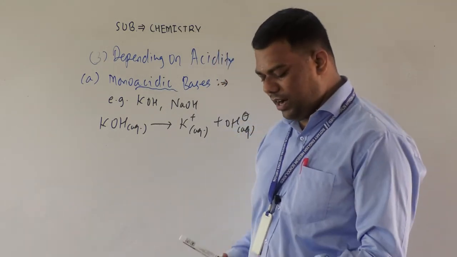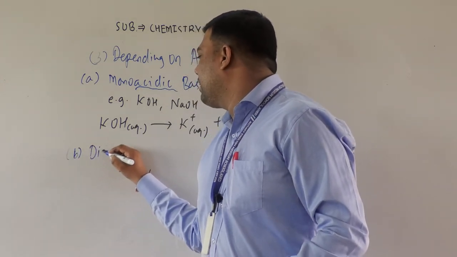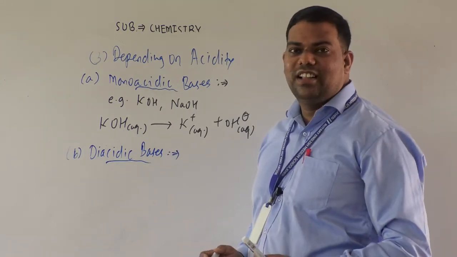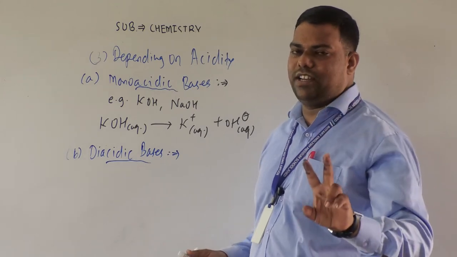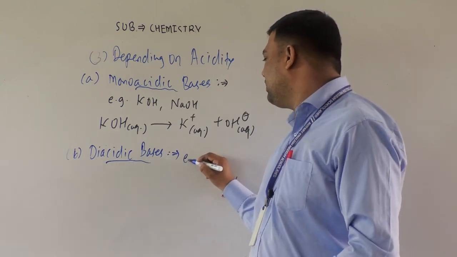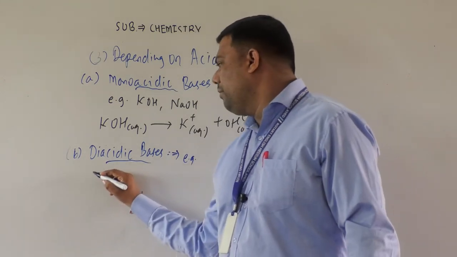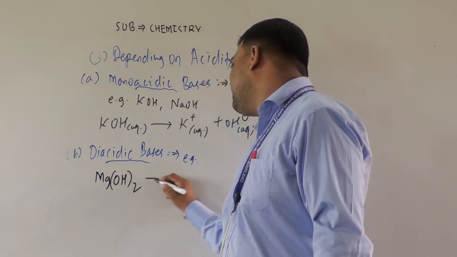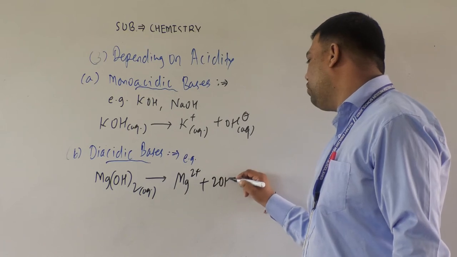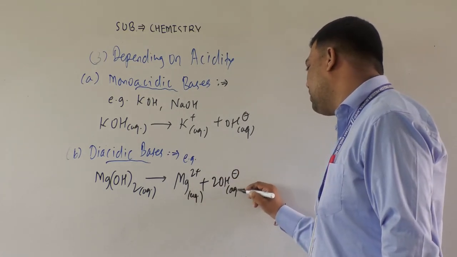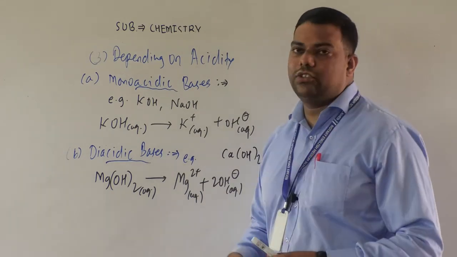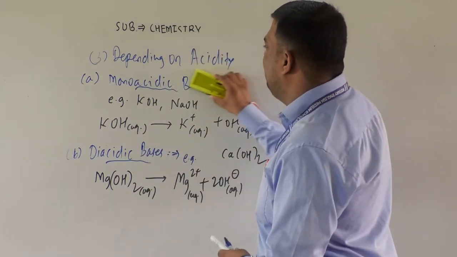Small b, diacidic bases. Diacidic bases are those giving or replacing 2 OH minus ions on dissolving in water per molecule. Examples: magnesium hydroxide, Mg(OH)2. In aqueous solution they give Mg2 plus aqueous and 2OH minus aqueous. One more example is calcium hydroxide. These are examples of monoacidic and diacidic bases.